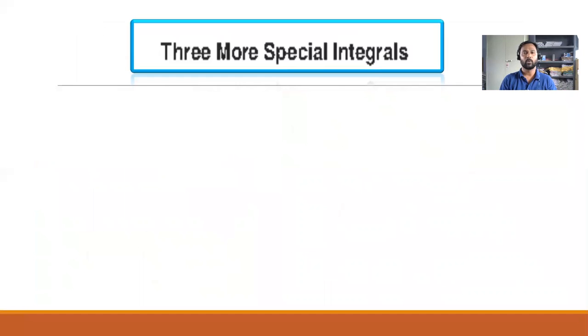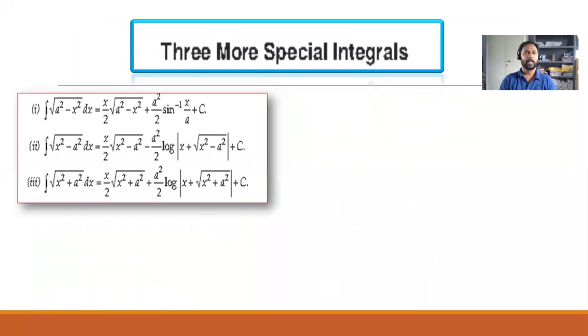Let us see three more special integrals. They are given like this. Integral root of a square minus x square. See, in the first section of special integrals, it was dx by, everything was given in the denominator. Now it is given directly in the numerator. Integral root of a square minus x square dx is x by 2 root of a square minus x square plus a square by 2 into sine inverse x by a plus c.